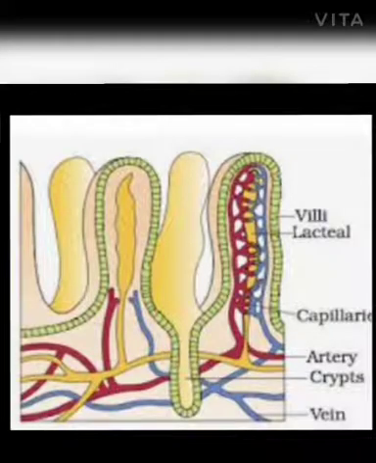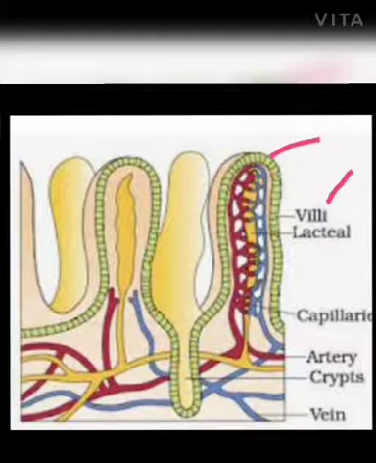In the small intestine, the innermost layer, the mucosa, is modified and forms finger-shaped projections called villi. The outer layer of the villi possesses minute projections called microvilli. These microvilli give a brush border appearance to the villi, and the villi are richly supplied with blood capillaries and lymph vessels.